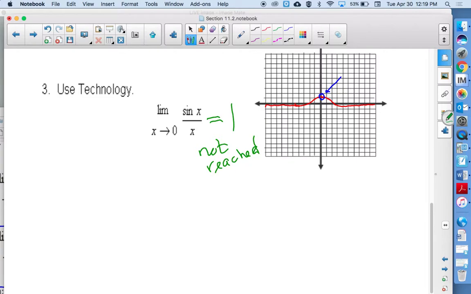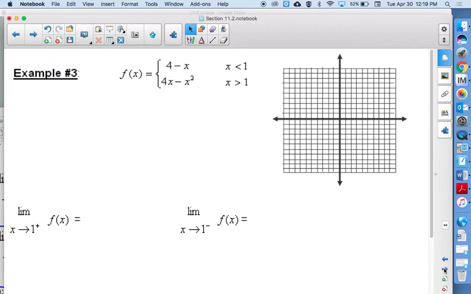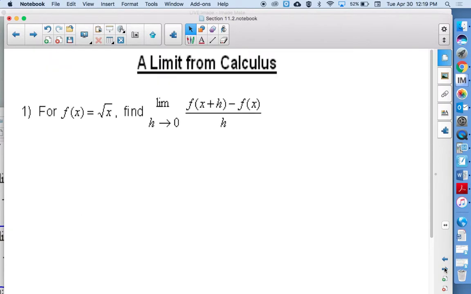So I'm going to skip the 2 graphs for now. We're going to come back to them in 5 minutes. I'm going to do one other algebra problem yet. And that's on the next page. And then we'll look at those other 2 graphs. So if you go down to where it says a limit from calculus, and look at number 3.